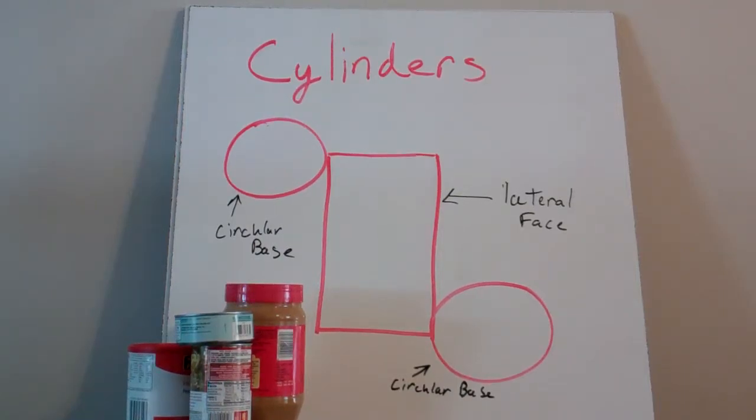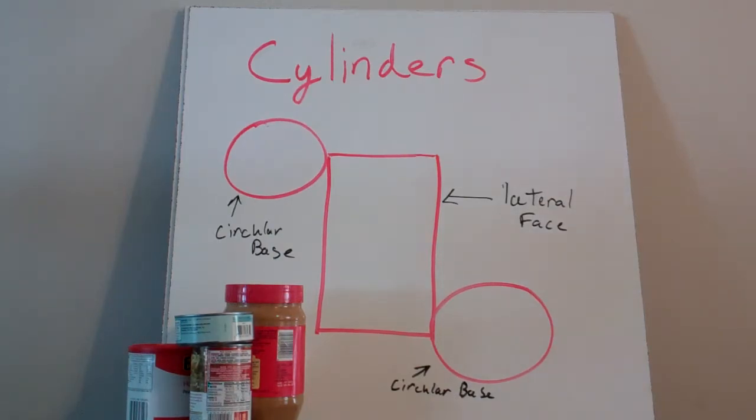Hey guys, today we're going to talk about cylinders. Cylinders are three-dimensional objects whose bases are circles. Okay, and we see lots of examples of these, especially when we go to the grocery store.